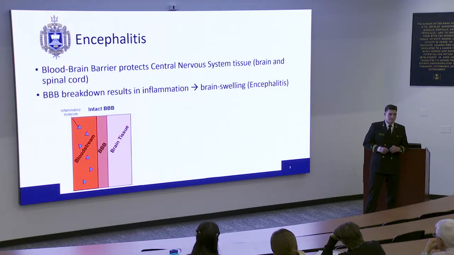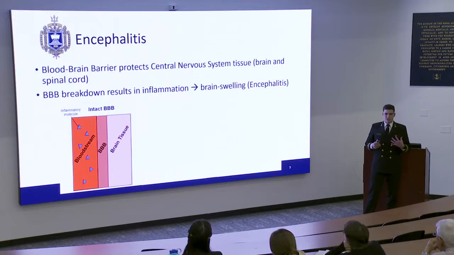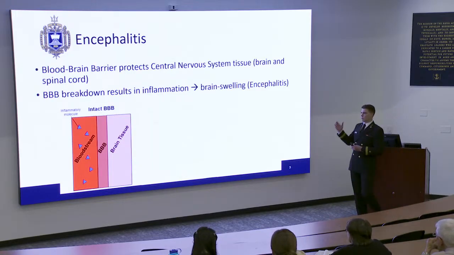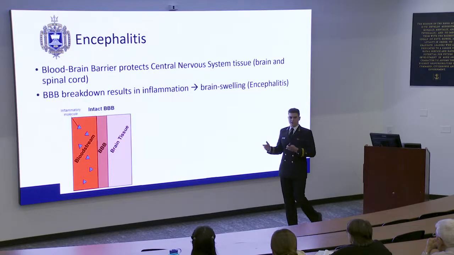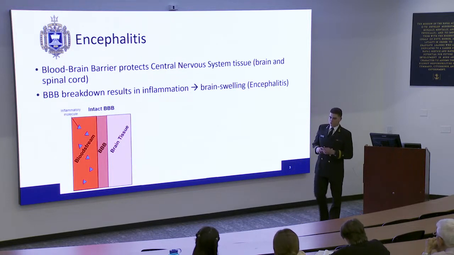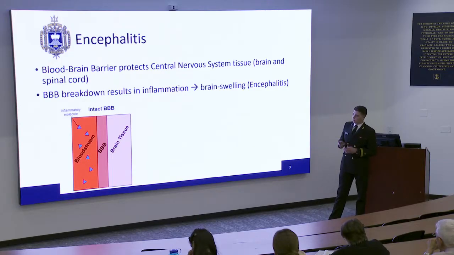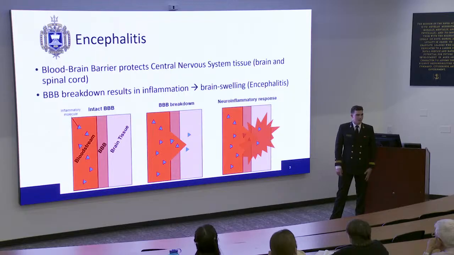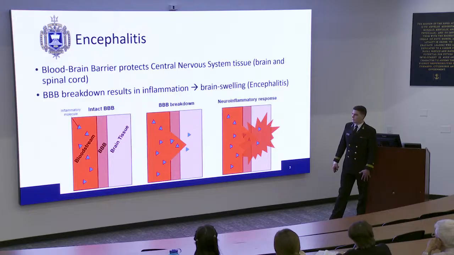Another significant aspect of the background to this project is the pathology, the disease encephalitis. Encephalitis is brain swelling. It can be deadly, and essentially what happens is there's this important tissue in our body made up of cells, and it lines the bloodstream, and it protects the central nervous system, the brain and the spinal cord, from inflammation. And when the blood-brain barrier breaks down, that can allow inflammatory molecules to leak into the tissue and result in a neuroinflammatory response, brain swelling, and potentially really debilitating disease and even death.